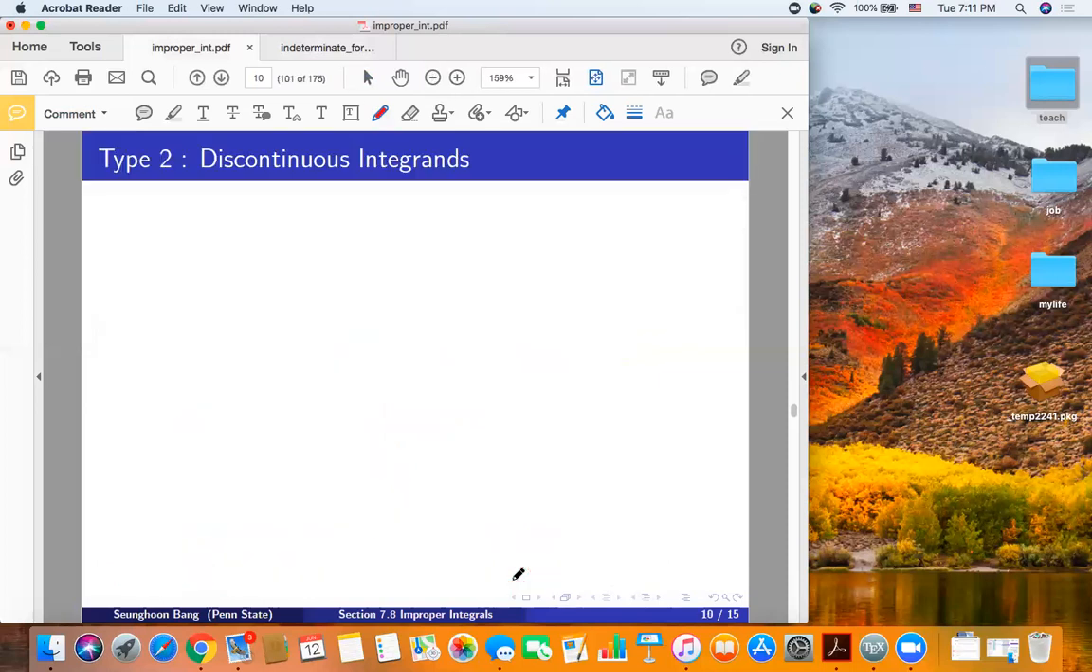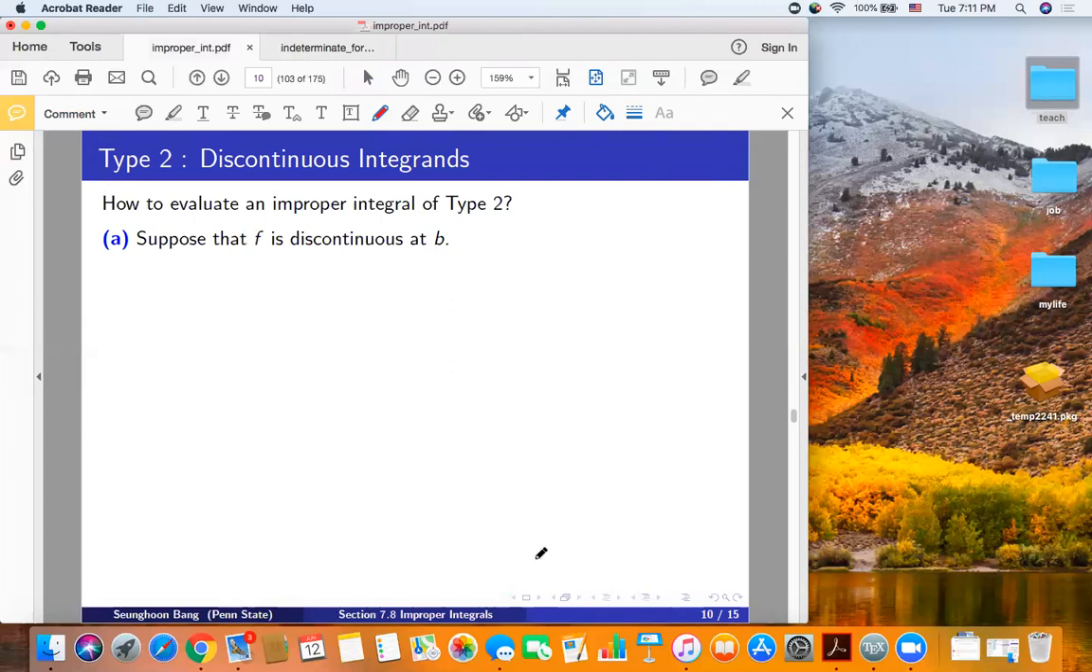Like this. Next, we think about discontinuous integrands. How do we evaluate an improper integral of type 2? Suppose that the function f is discontinuous at a. So what does it mean? The graph is, how can you calculate? So I'm going to give an example here. So we have b here.